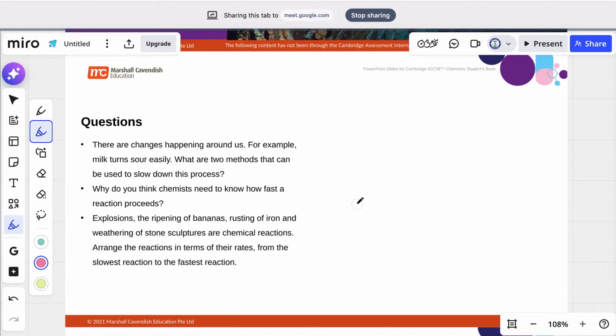And then the explosions, the ripening of bananas, the rusting of iron nails, and the weathering of stone sculptures are chemical reactions. All of these are chemical reactions. At the end of this, you should be able to understand the difference between a chemical reaction and a physical reaction. And then we're also able to arrange the reactions in terms of their rates, from the slowest reactions to the fastest reactions.